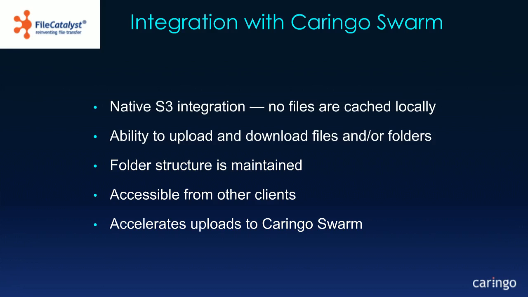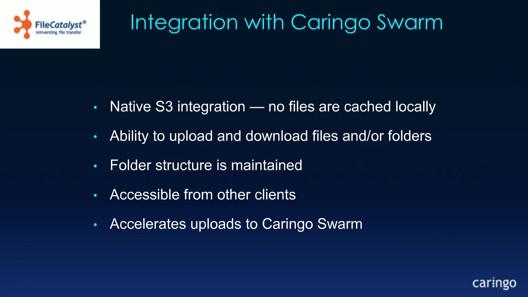Clients are allowed to upload as well as download files and folders, and we take care of the translation into objects. The entire folder structure is maintained, meaning if you are uploading folders, the user can see folders and files when they're interacting with the FileCatalyst client. Once the files have been uploaded, you can use any other application to access the files directly on Caringo Swarm. So this means that we don't use our own proprietary storing mechanism. It's all native to S3 and so on.